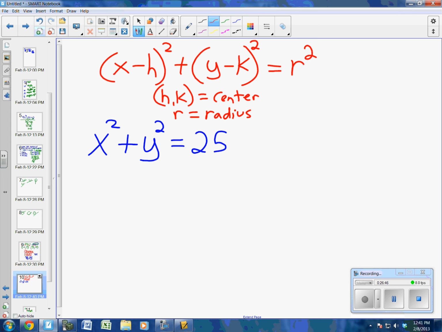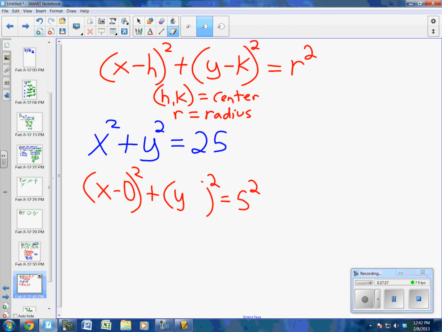Okay? So I want you to look at this equation right here. What do you think the center of the circle is on this one? What's the x and y coordinate of the center of the circle? No, but what are the actual numbers? It's in this form right here, isn't it? Or maybe it'd help if I did this. Whoops. I didn't mean to put that k there.